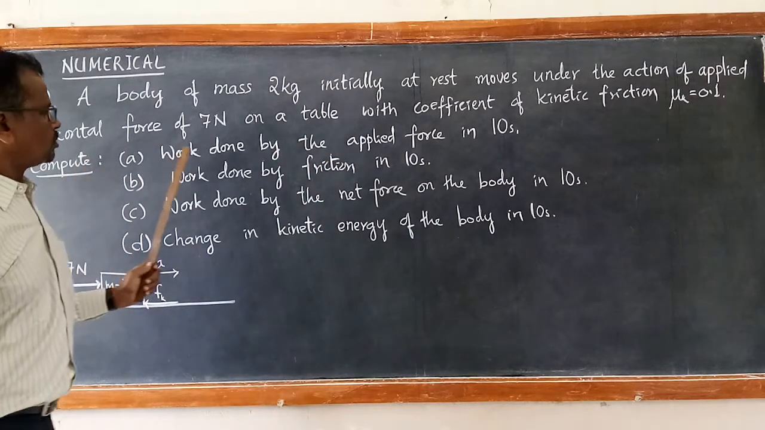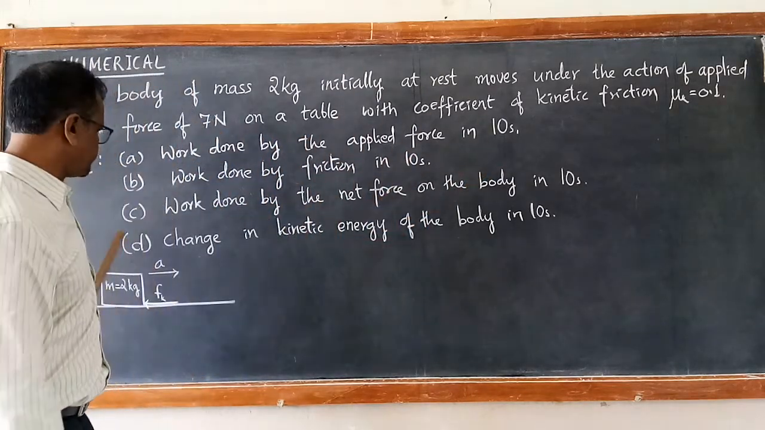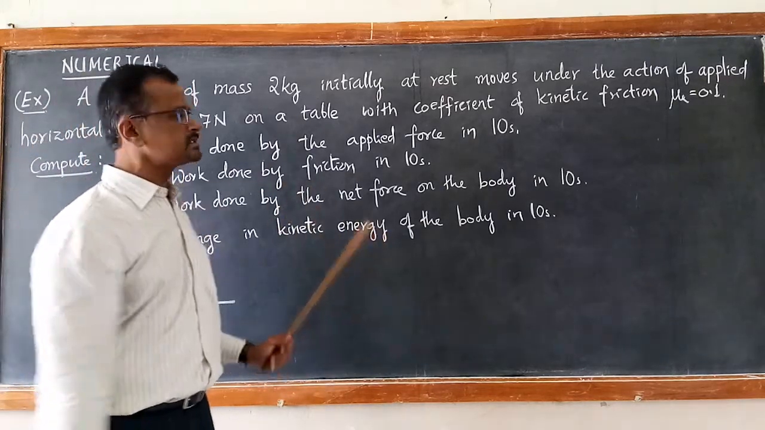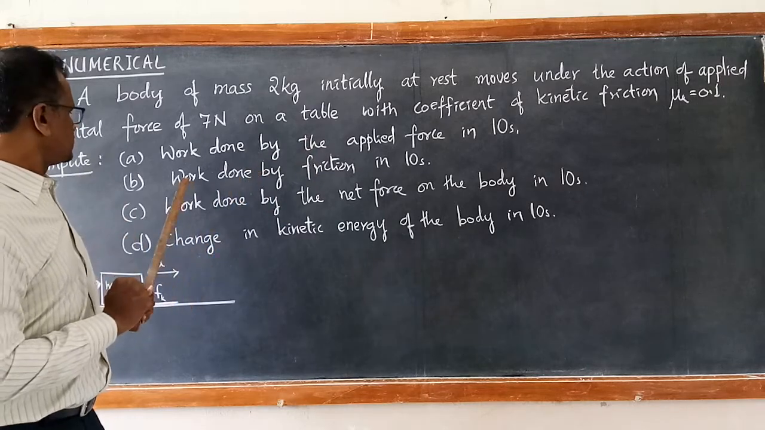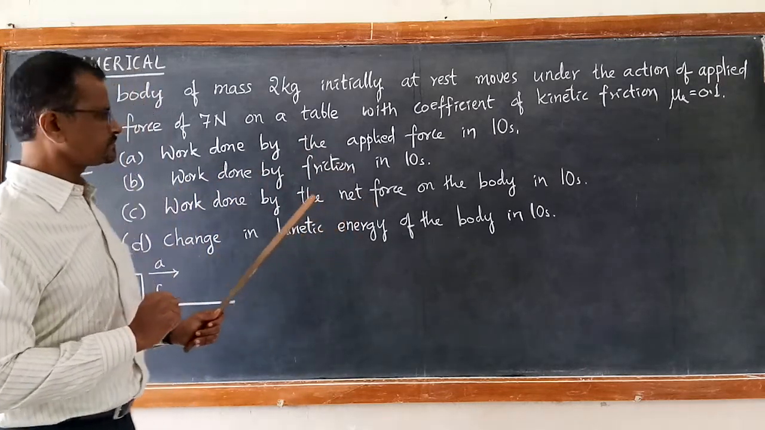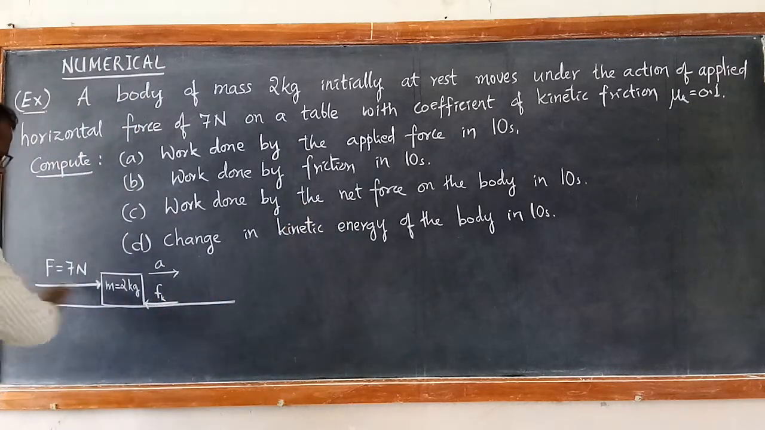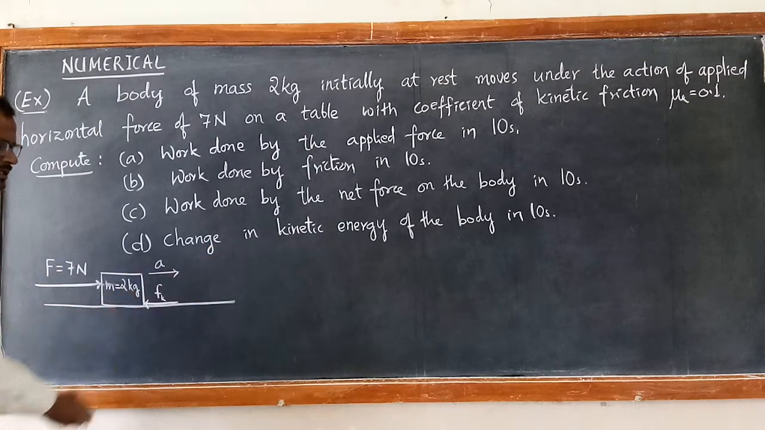Compute the work done by the applied force in 10 seconds. If the force is being applied for 10 seconds, what is the work done by the applied force in 10 seconds? Second, the work done by the friction in 10 seconds. If 7 Newton of force is acting in the forward direction, then friction will be acting in the opposite direction.